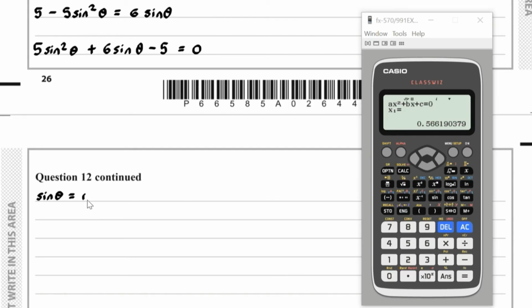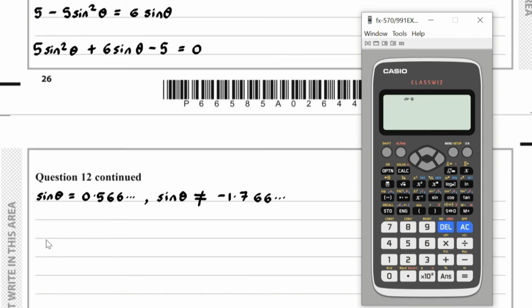We get a value of 0.566, etc. And the other value is equal to minus 1.76, etc. So we've got sin theta equaling minus 1.766, etc. Now, can this work? Can sin theta equal minus 1.766, etc.? Well, no, it can't, because sin is in between minus 1 and 1. So sin theta does not equal minus 1.766, etc. Our only value is this here. Let's store this into our calculator.